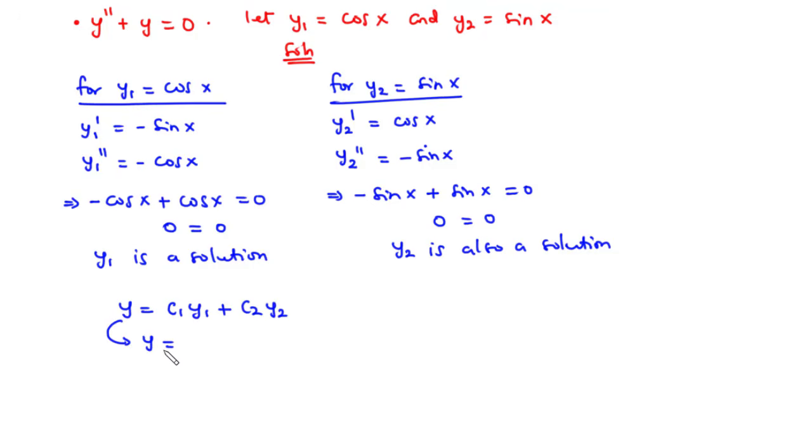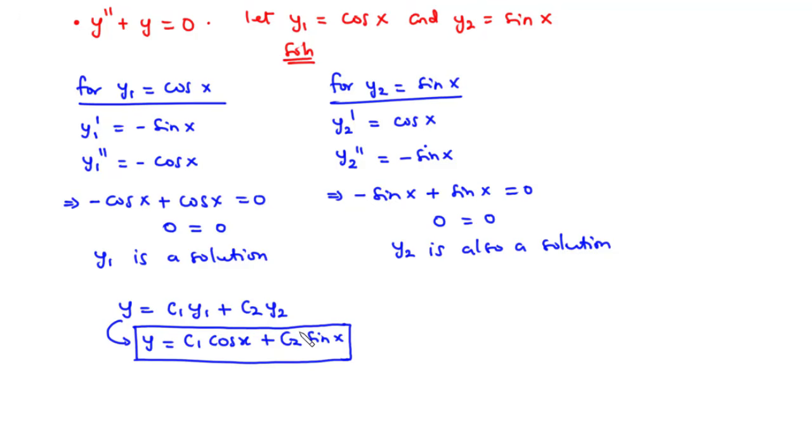So thus we have y equals c1 times y1, which is cos x, plus c2 times y2, which is sin x. So this happens to be the general solution to the given differential equation. And given the boundary or the initial conditions, you can find the values of c1 and c2.